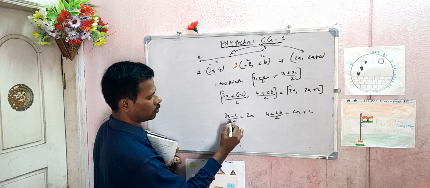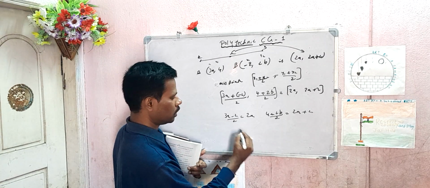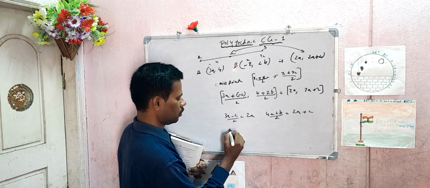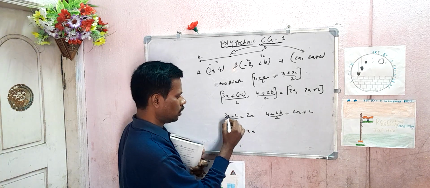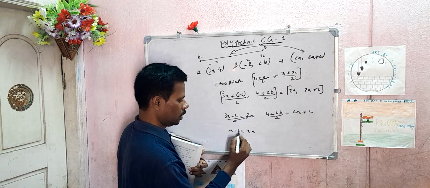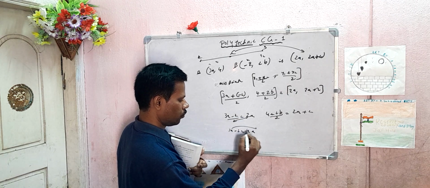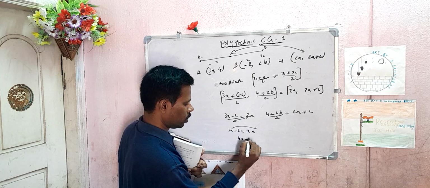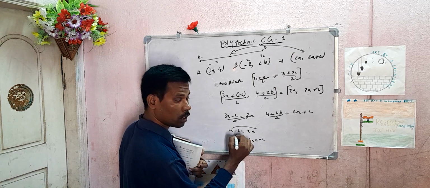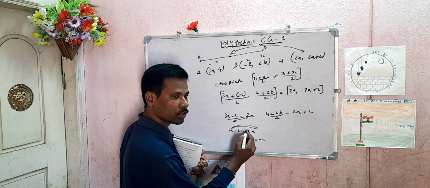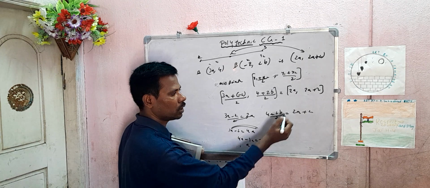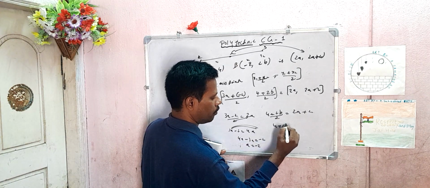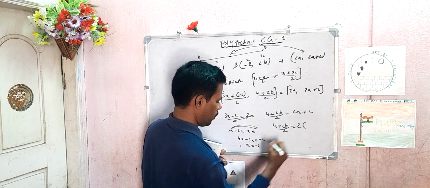So here, what will you get? 3a minus 2 is equal to 4a, by cross multiplication. Bring this to here. 4a minus 3a is equal to minus 2. This remains the same when transposing, so minus 2 remains the same. So a is equal to minus 2. Just replace here. (4 plus 2b) by 2 is equal to 2a plus 2, where the value of a is minus 2.